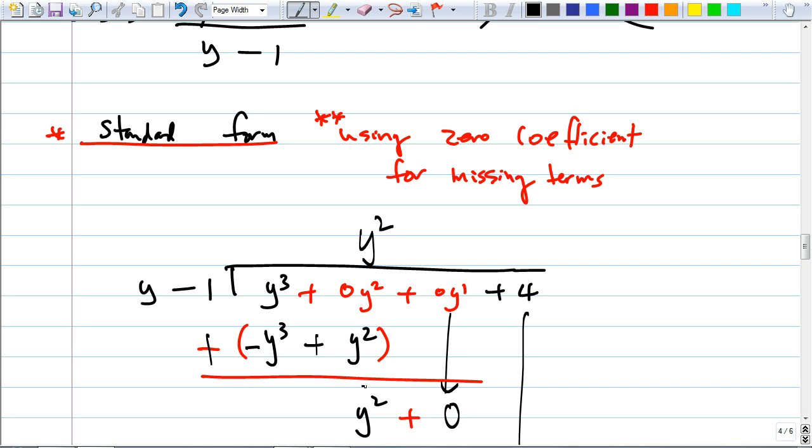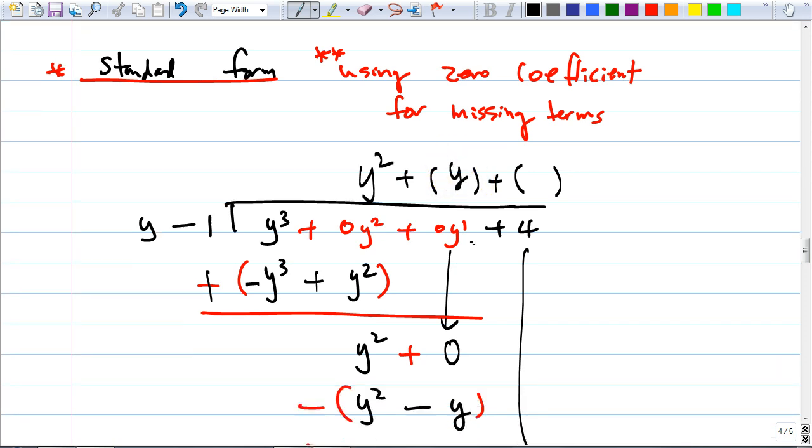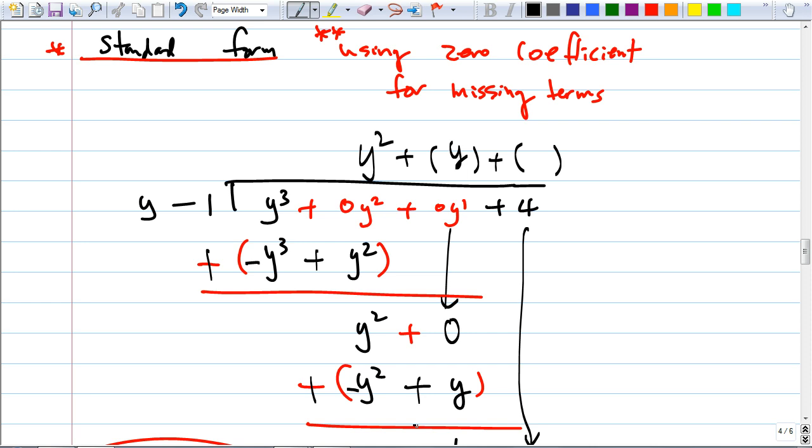Because after all, what's 0 times y to the first? 0. Okay, then it's going to be plus something. Who haven't I called? Thomas? What do I need to multiply y so that I get y to the second power? You need y, so that you get y squared, right? Okay, so then we get y squared minus y. Let's change it to addition. Plus negative y plus y. What do I get when I add these together? Derek? I get y plus 4.